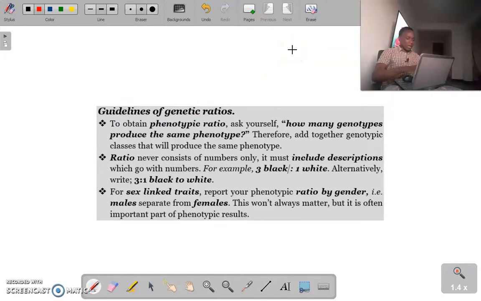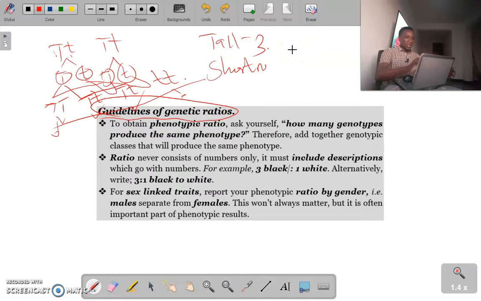So I have done something which is wrong now. So basically, let me do this. It is just 1 for shortness. So 3 for tallness and 1 for shortness. So this will be the ratio.